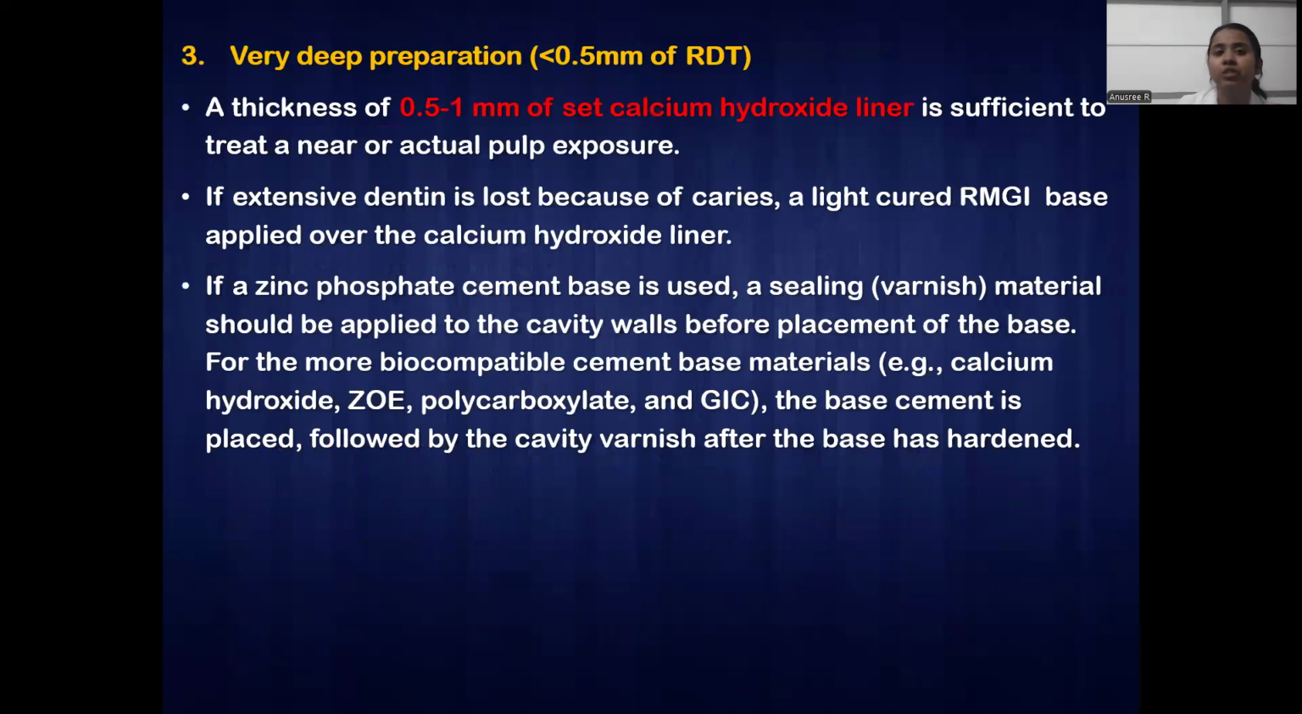If the preparation is very deep, that is, if the RDT is less than 0.5 mm, in such cases, we have to place calcium hydroxide in the deepest portion of the preparation and then over which GIC is given and then composite.